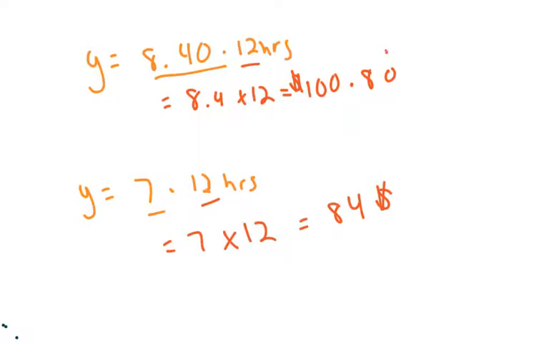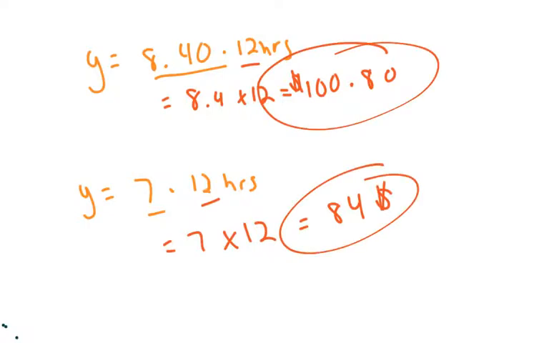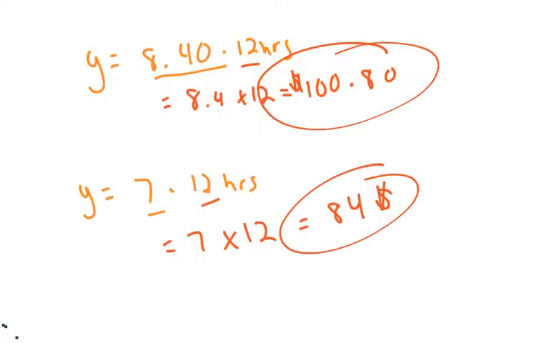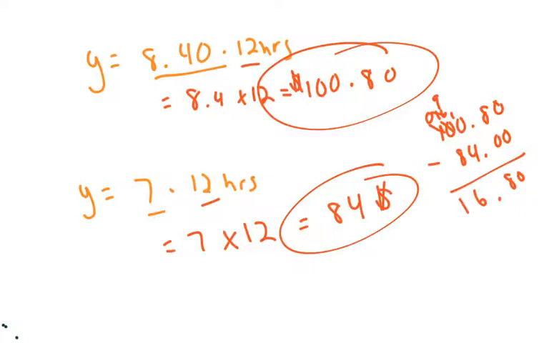So now we have the totals that each person makes, but there's a second part to the question. It says, how much more do they make? So we have to go back and do 100.80 minus $84. 0 minus 0, that stays there. I'm borrowing. 10 minus 4 is 6. 9 minus 8 is 1. $16.80. So now I have my work.